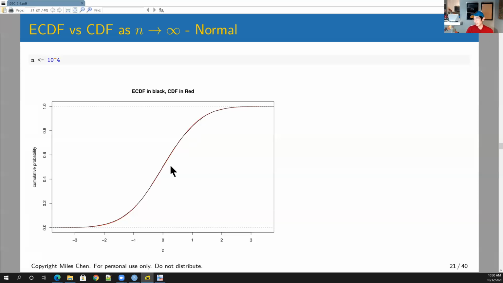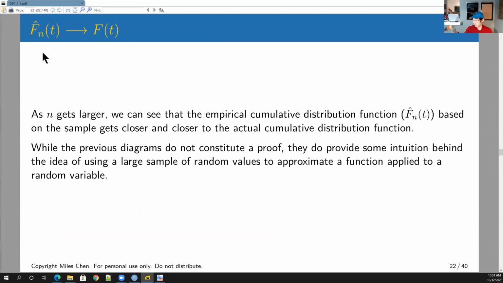Okay, so that's the empirical CDF, and what we're trying to show is that this thing converges to the true CDF as n increases, and that is part of the reason why our Monte Carlo estimator works. As our sample size increases, our Monte Carlo estimator works. Okay, so yeah, this is all we said.